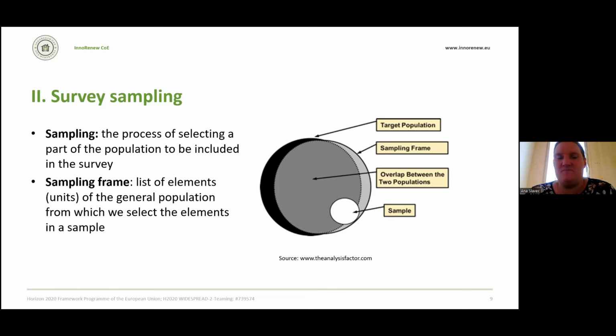We also have surveys of smaller populations. For example, you are at your university, and you can do a survey of your university, and then your sample is all your employees. But you can also define it more strictly. You say, I don't want to survey all the employees.